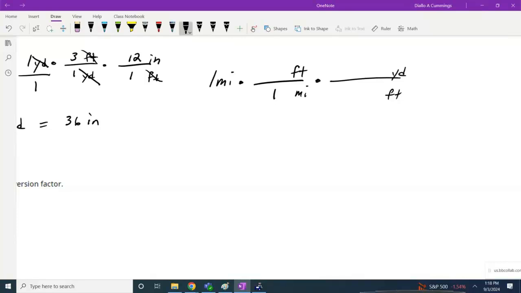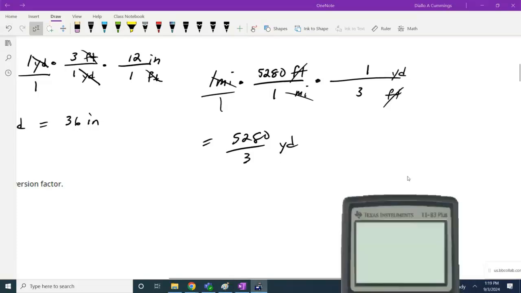So if I look back at my conversions, 1 mile is 5,280 feet. And for my last unit fraction, 1 yard is 3 feet. So if I multiply, I can cross cancel miles, I can cross cancel feet, and I'm left with yard. So I'm going to multiply my numerator. 1 times 5,280 times 1 is just 5,280. I'm going to divide it by 3.